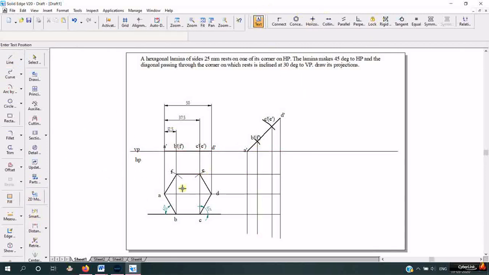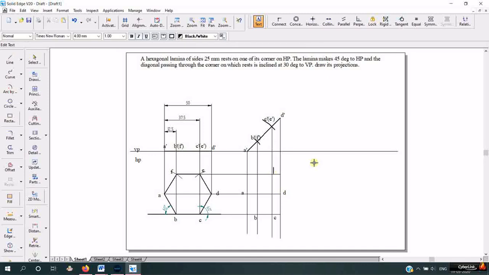Now mark the intersection points. A and A dash meet here, so name it as A. Next, B and B dash meet here. Mark it as B. And next, C and C dash meet here.